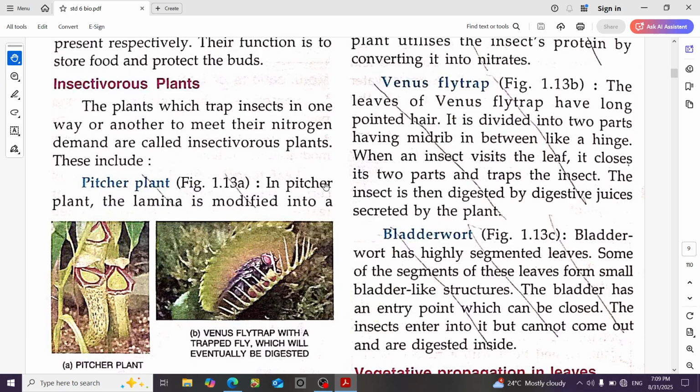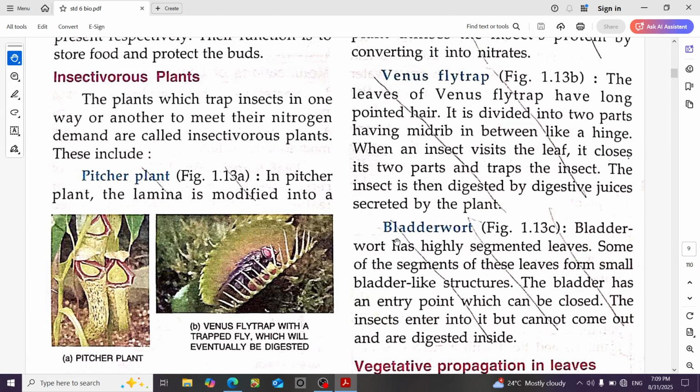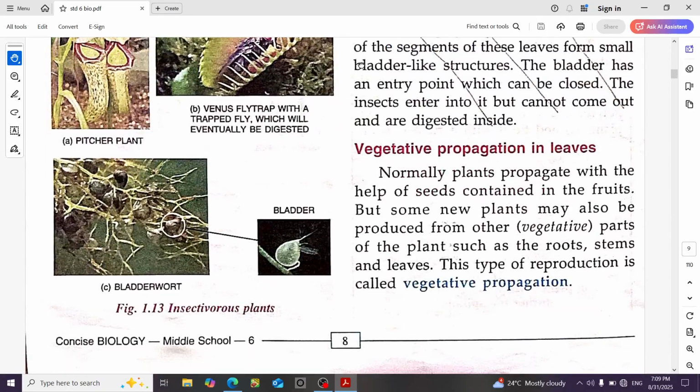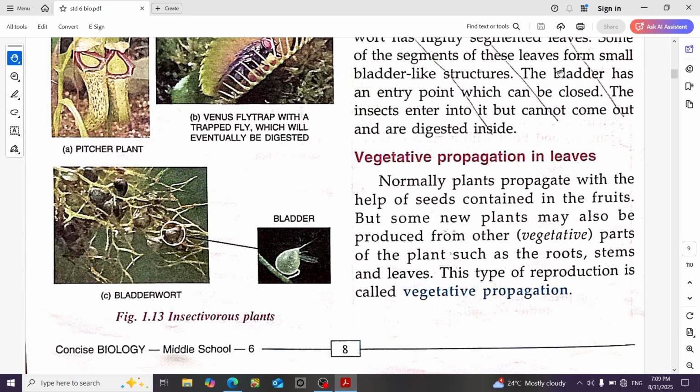Insectivorous plants, the plants which trap insects in one way or the other to meet their nitrogen demand, are called insectivorous plants. So pitcher plant and Venus flytrap are shown here. So what actually happens? The soil in mountainous region has less nitrogen. Now these plants, Venus flytrap and pitcher plant, they require nitrogen. How are they going to get it? So they trap the insects, digest them, eat them, and they get the required nitrogen. Remember. So here they have shown us bladderwort.